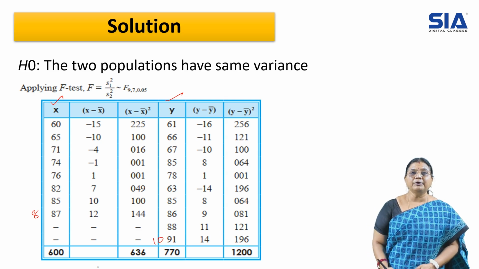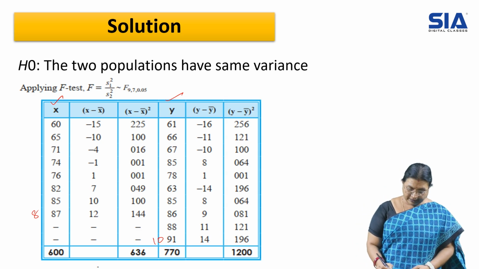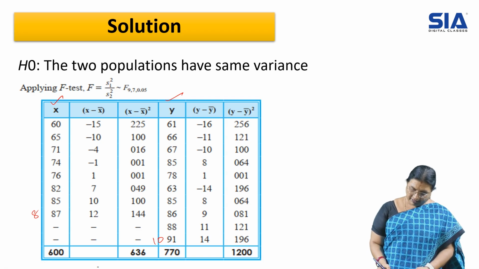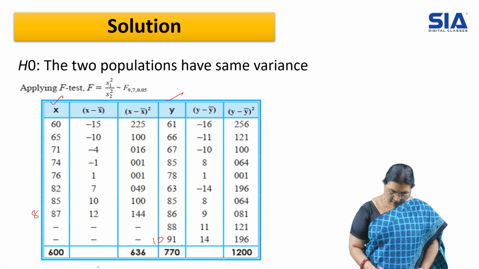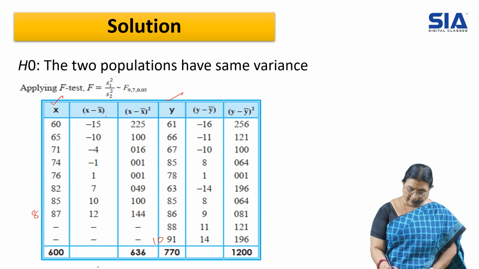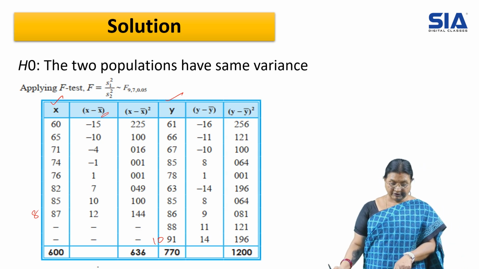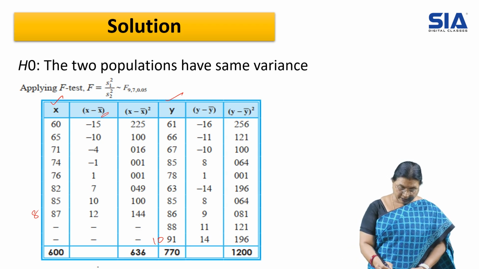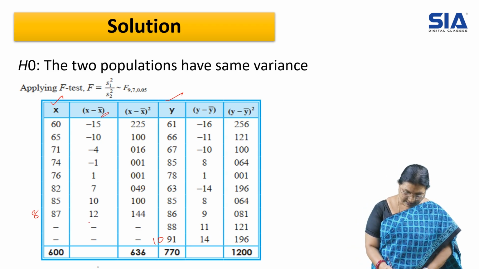First we take the mean, the average. The total 600 divided by 8 is 75, and for the second sample it is divided by 10, giving 77. So when we place x minus x bar, where the mean is 75: 60 minus 75 is minus 15, 65 minus 75 is minus 10, 71 minus 75 is minus 4, and in this way 87 minus 75 is 12.